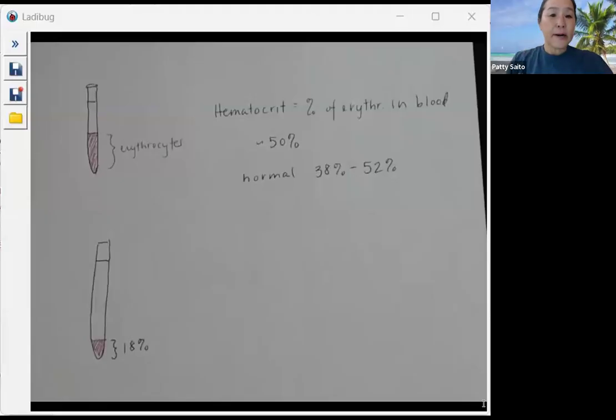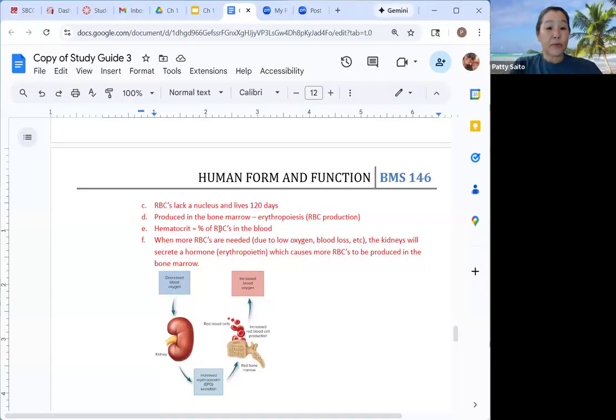All right, so hematocrit is the percent of red blood cells in the blood. Now let's talk about regulation. How do we regulate it? Because obviously we need a certain amount of red blood cells in our blood to carry oxygen.